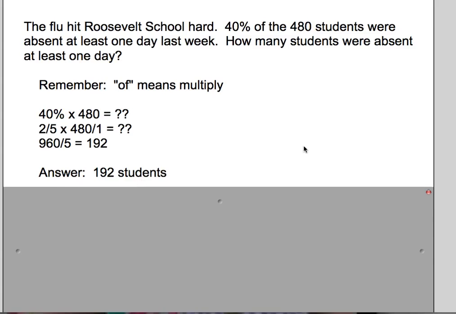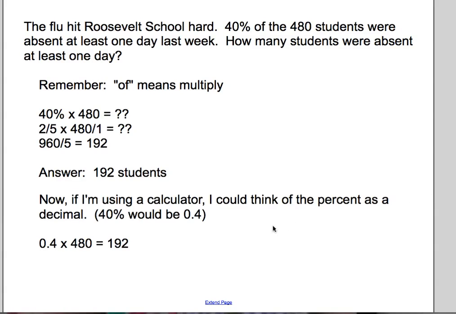But let's talk about if you're allowed to use a calculator. And if you are allowed to use one, hey, by all means, use it. It's really easy. If I'm using a calculator, I could think of the percent as a decimal. 40% would be 0.4, right? Because, well, it would be like 0.40, but I don't really need that. Remember, any percent is per 100 or per hundredth.